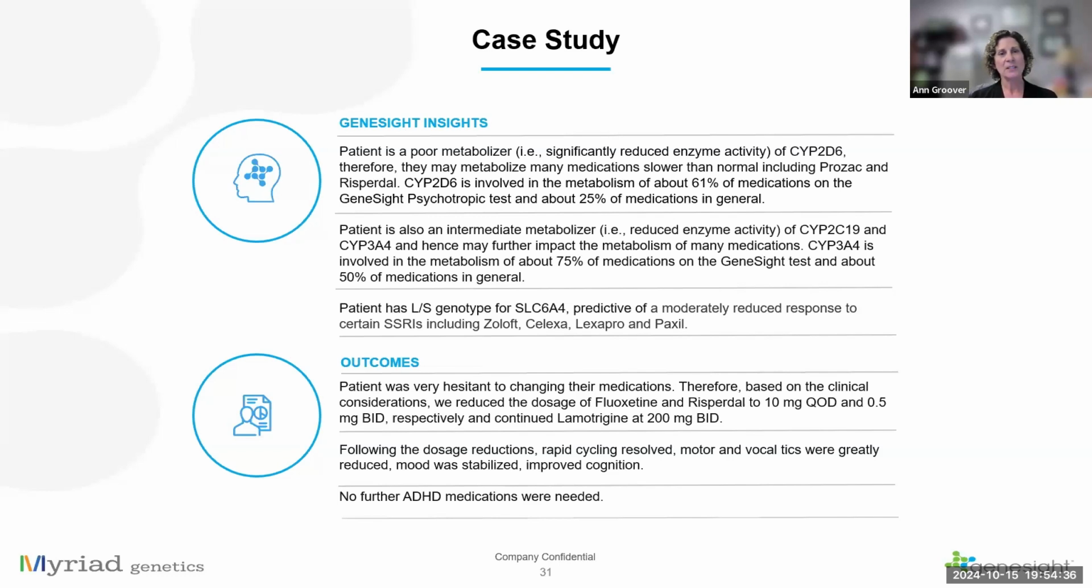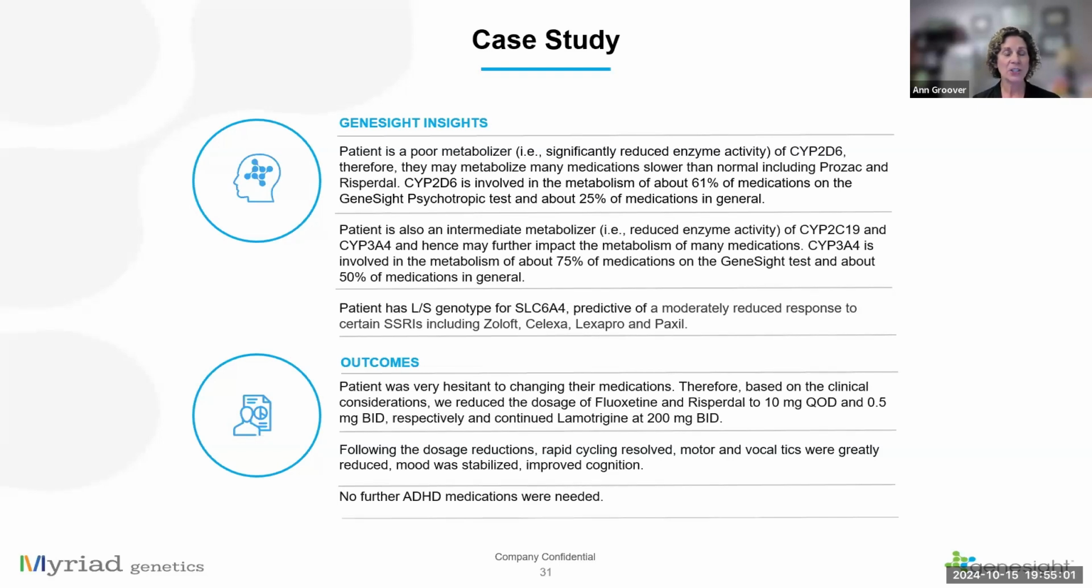Less likely to respond to some of the SSRIs and moderately more likely to have adverse reactions, particularly to Paxil. That's what we have as insights as far as the test goes. So we reduced the dosage of fluoxetine to 10 milligrams every other day. And we reduced the risperidone dose to 0.5 milligram twice a day and continued the lamotrigine.